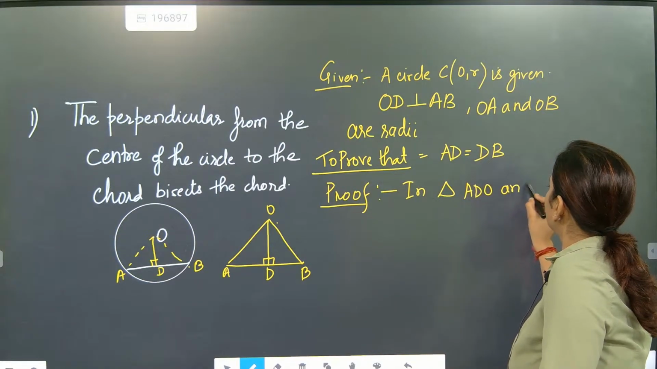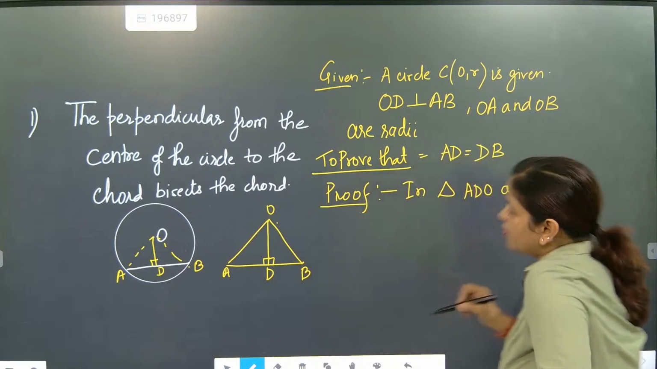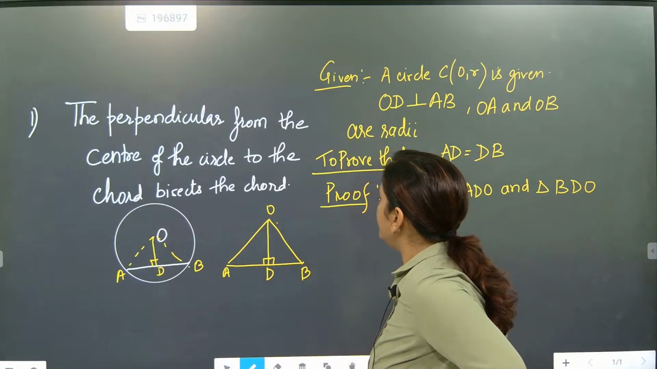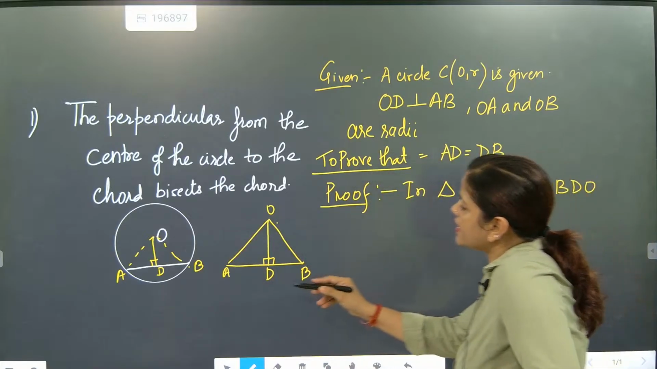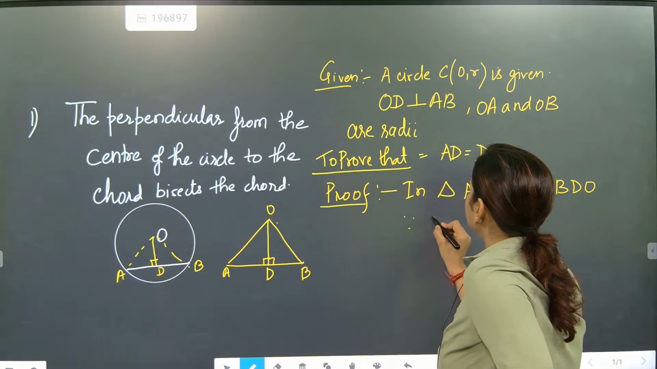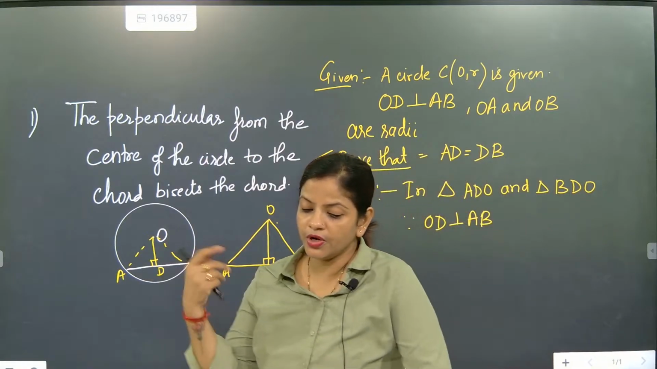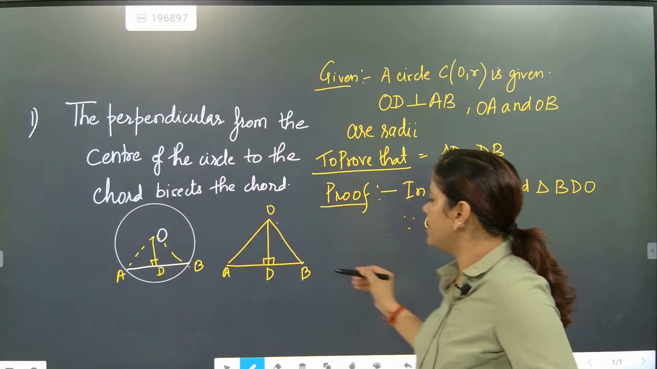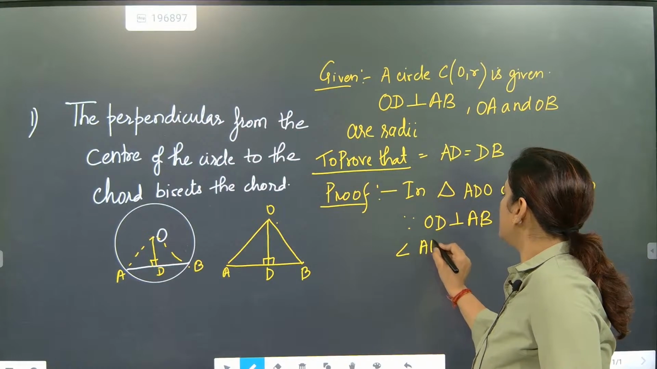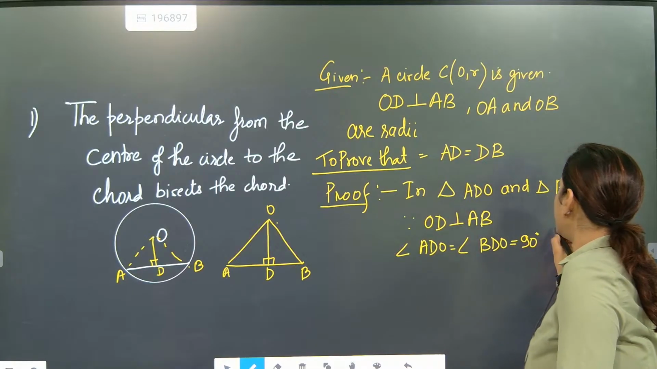ADO and triangle BDO. So in triangle ADO and triangle BDO, what is given to you? Since OD is perpendicular to AB, we can write here that angle ADO is equal to angle BDO, 90 degrees. So this is exactly the given section.